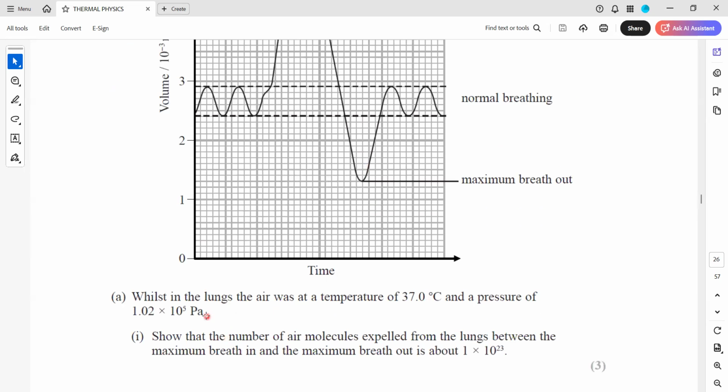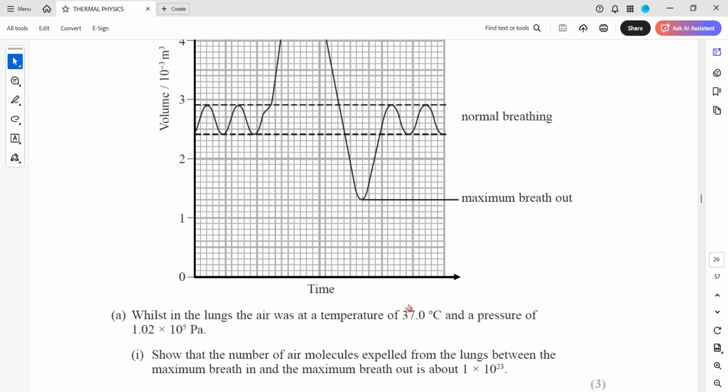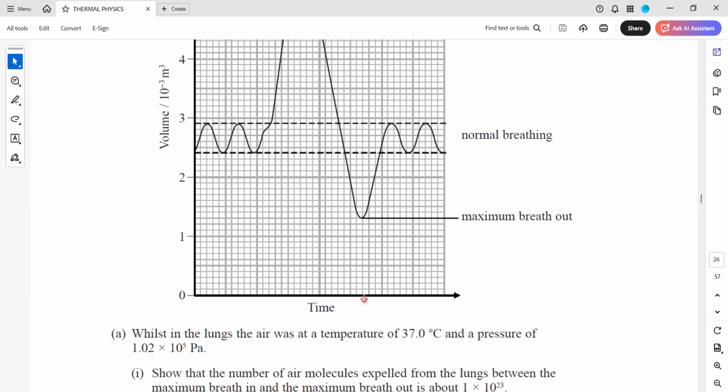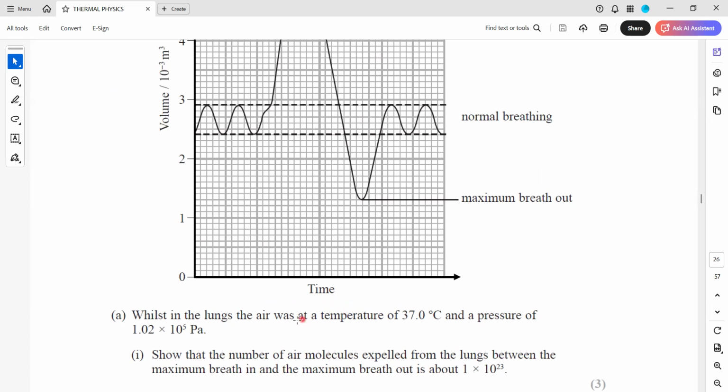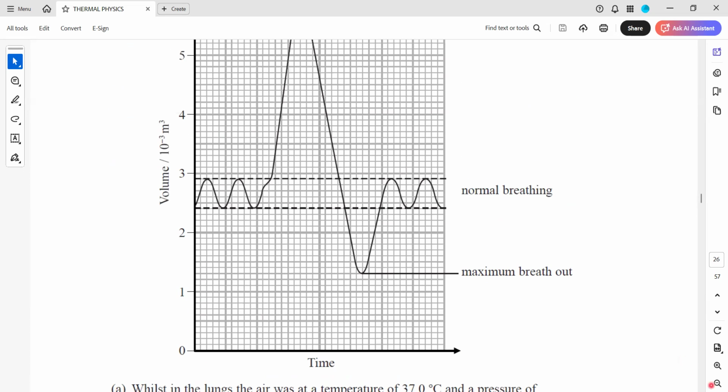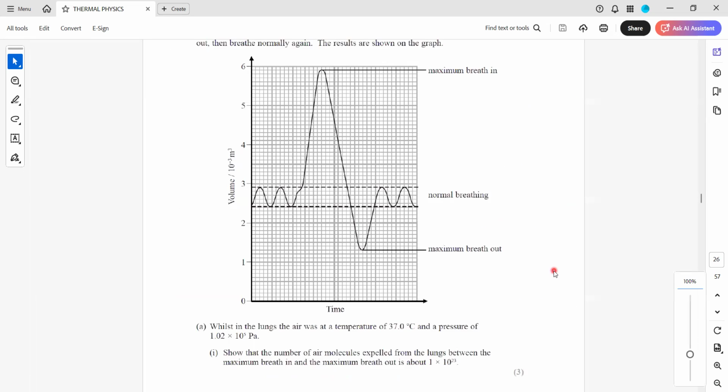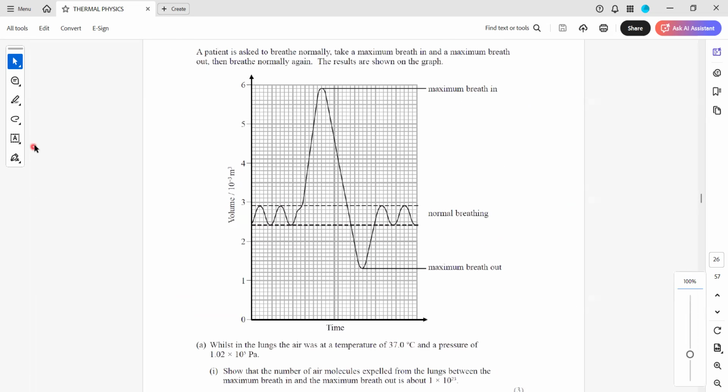In the lungs, the air was at a temperature of 37 degrees centigrade and a pressure of 1 exponent 5. Show that the number of air molecules expelled from the lungs between the maximum breath in and the breath out is about 1 exponent 23. So we need the number of particles and we have a temperature as well. So which formula will we use? First you will recall the formula.